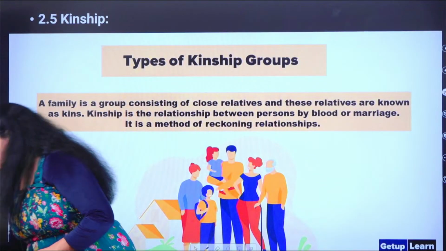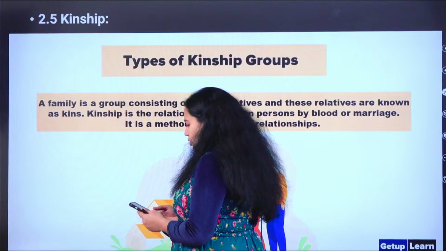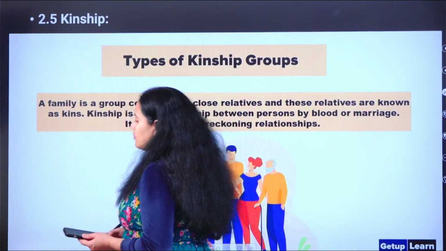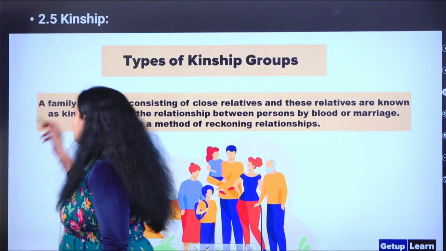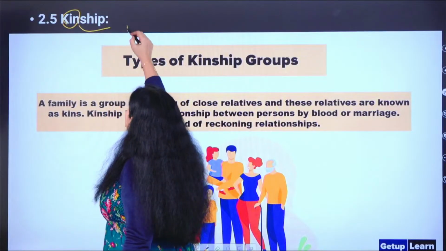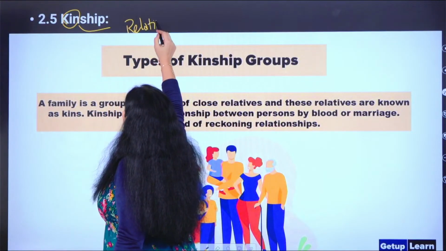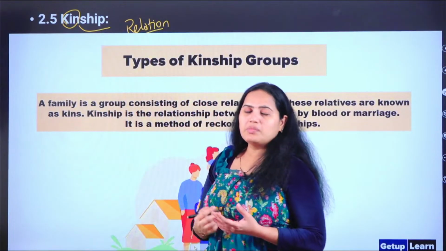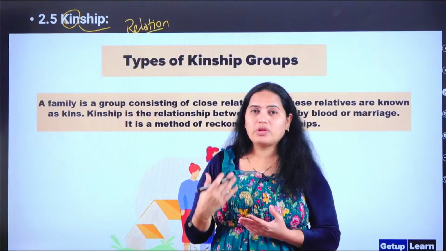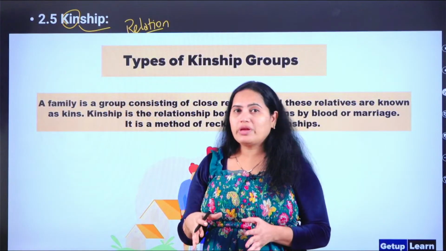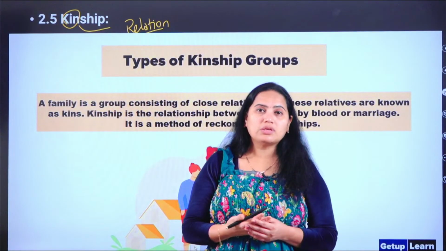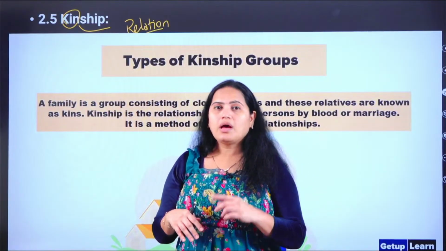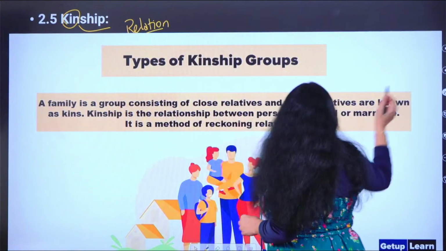2.5 talks about kinship. So what is this kinship all about? Okay, kin means relation. So the relationship which you imbibe with others. So what types of relationships? We have primary relationships, we have secondary, we have tertiary, and why kinship is very important. What is the kinship terminology? इन सारे चीज़ों के बारे में हम kinship topic में पढ़ेंगे.